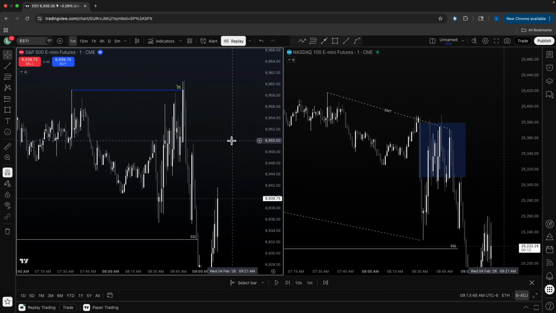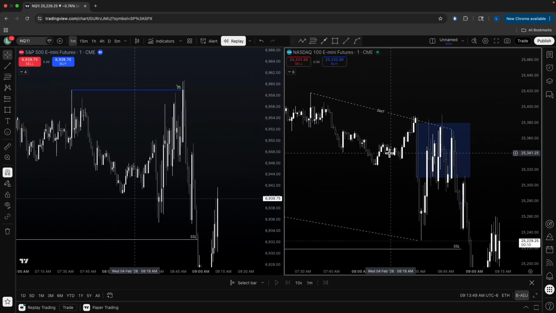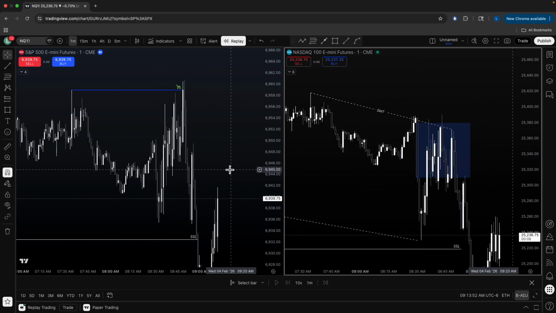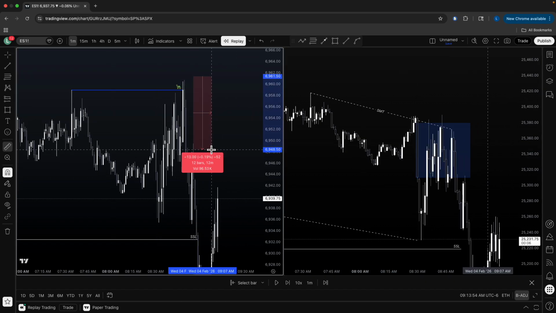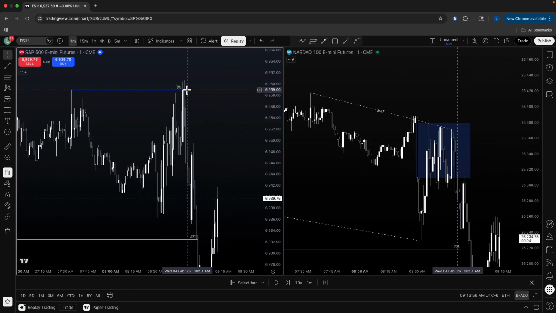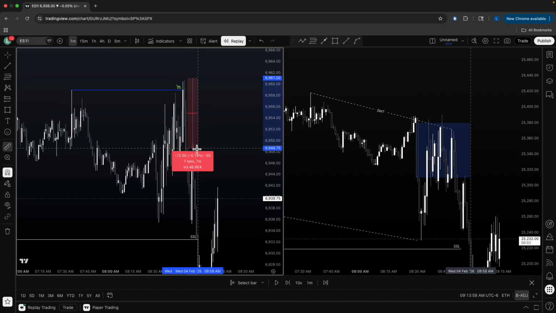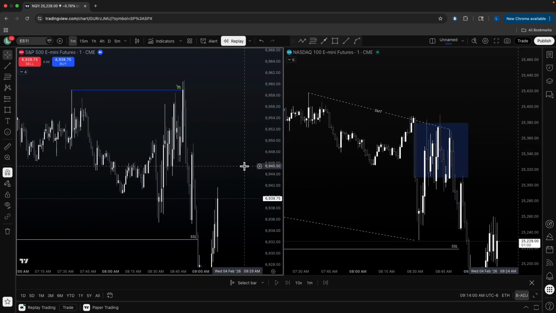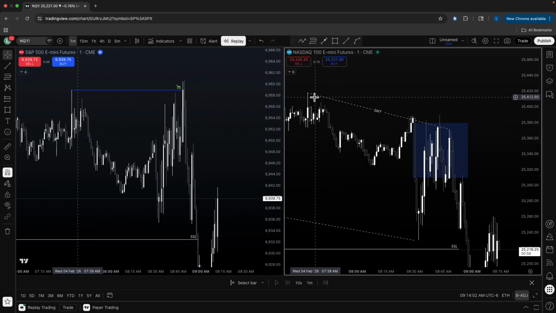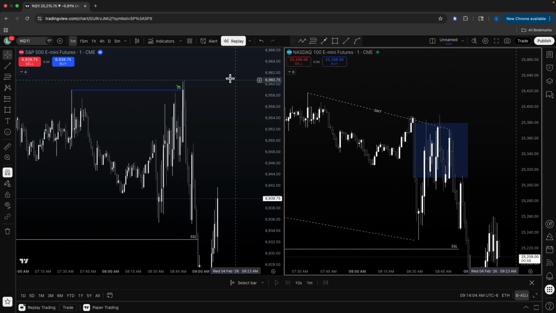Now, am I taking a short yet? No, I still need to see, what did I say at the beginning of the recap? The reaction of the SMT. I have to see the reaction of this SMT. So what did I say to myself at the beginning? I said I wanted to see ES sweep out this high and then immediately get strong displacement. And then same goes for NQ. So when ES sweeps out this high, we put in this internal bearish SMT.